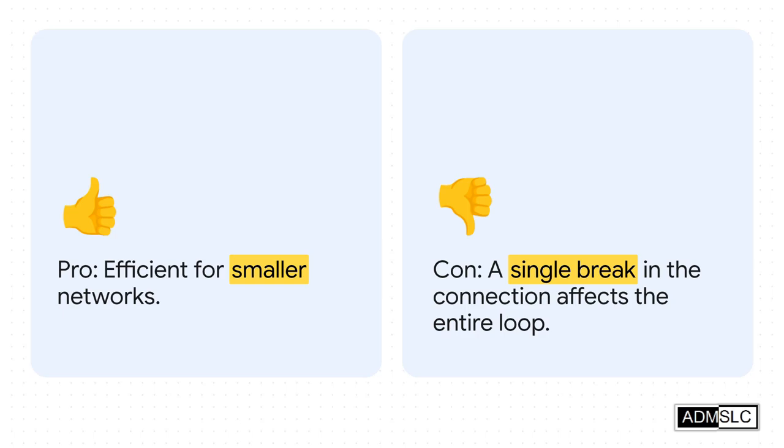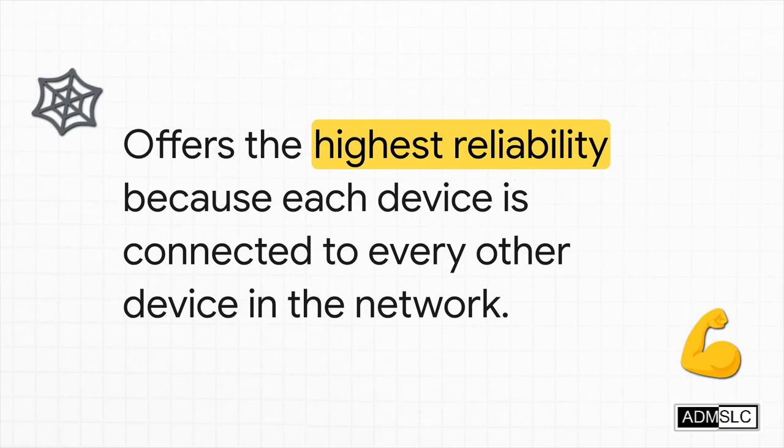If there's a break anywhere in that loop, the entire ring is broken. Okay, now we're getting into the heavy hitters. Meet the mesh topology, the absolute powerhouse of reliability. In a full mesh, every single device is connected to every other device. It's a true web of connections.